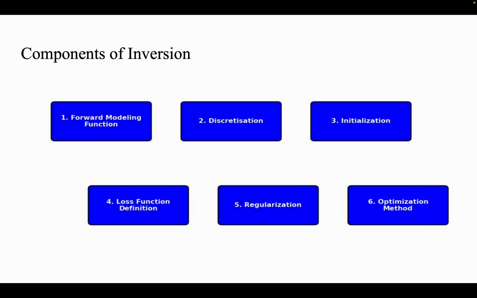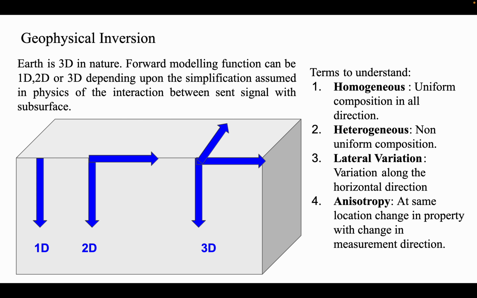So what are the components of inversion? The components of inversion consist of 6 parts broadly. One is the forward modeling function, second is discretization, third is initialization, fourth is loss function definition, fifth is regularization, and sixth is the optimization method. The forward modeling function can be 1D, 2D or 3D in nature, irrespective of how you have already acquired the data. The acquisition can be 1D, 2D or 3D, about which we are not talking. Okay, we are talking about the forward modeling function.